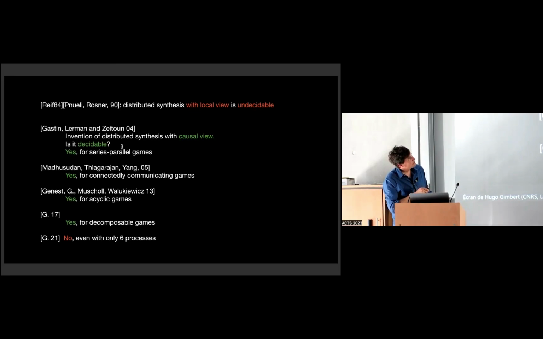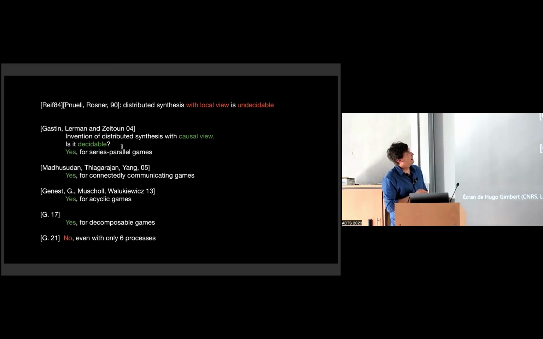So we started with this negative result about local control. And then it was very depressing. So it was for 14 years. And then came Paul and Benjamin and Mark, and they invented this notion of distributed synthesis with causal view, which is really cool because you are in a distributed system. You want to work as a team. You communicate.